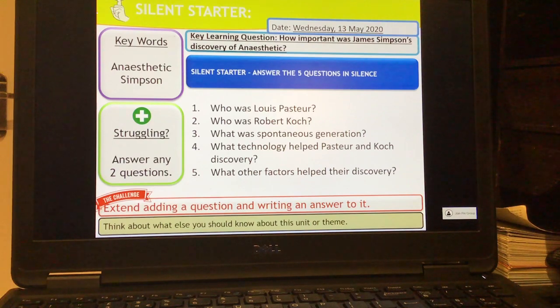But if you just press pause on the video and spend a couple of minutes having a go at the science starter, just to recap where we are and make sure you understand what we've done in the previous couple of lessons. So if you pause the video for 2 or 3 minutes and just jot down your answers to these questions.